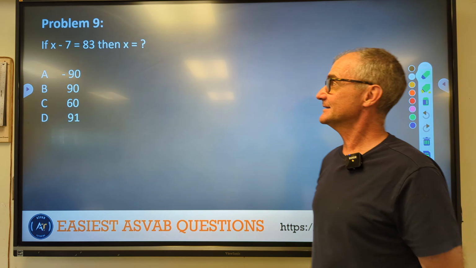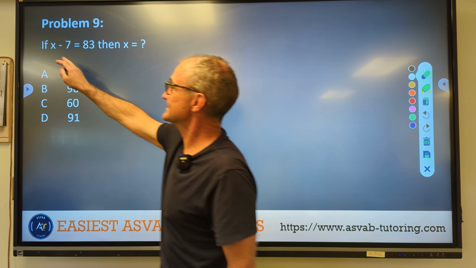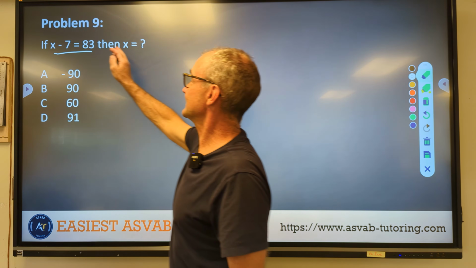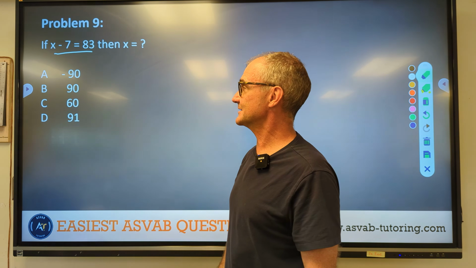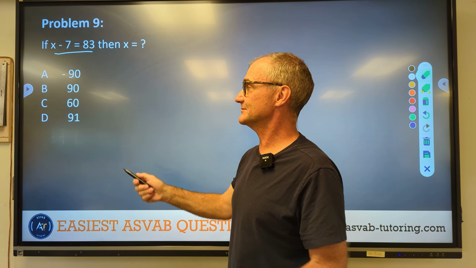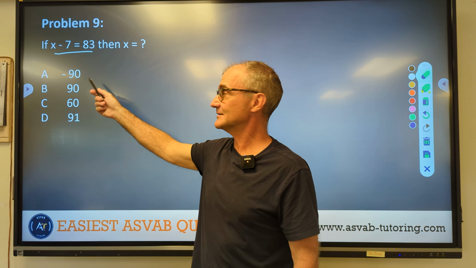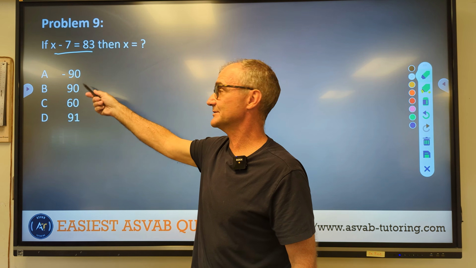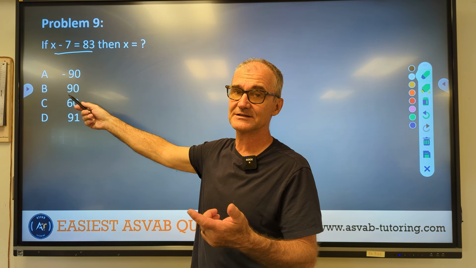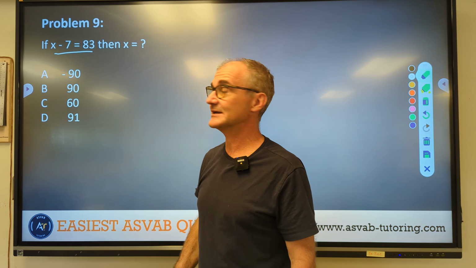Problem number 9, if x minus 7 equals 83, then x is... this is just a quick algebra problem. Check your algebra skills. Again, if you don't know the answer to that, look at your answers. 2 of them are 90s. One's positive, one's negative. So if I had to guess, I'd guess between A and B.